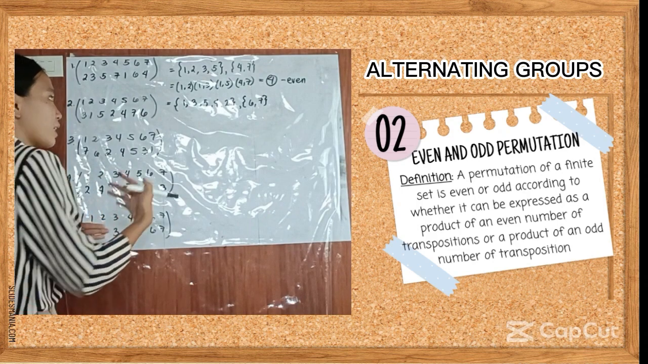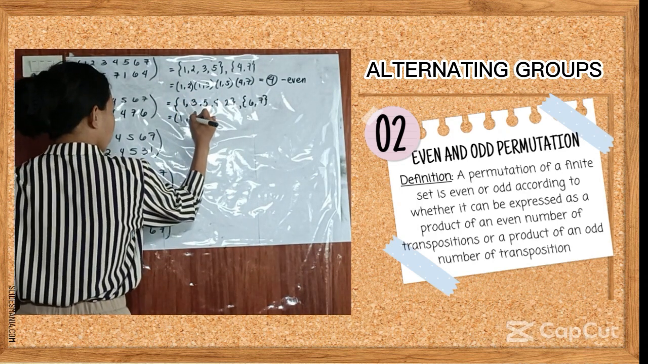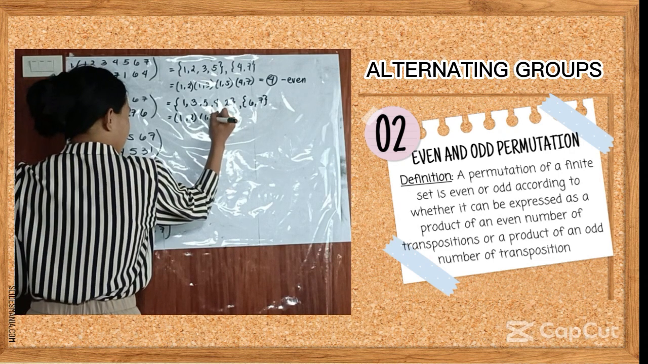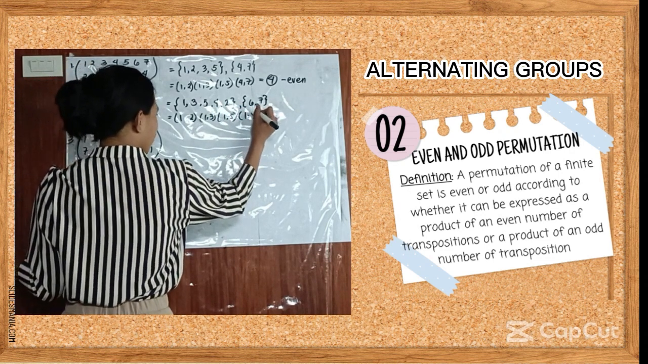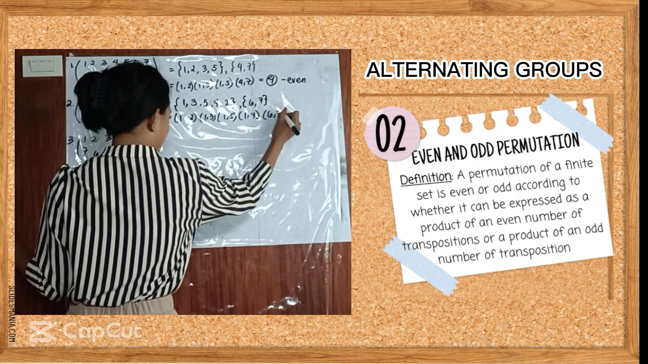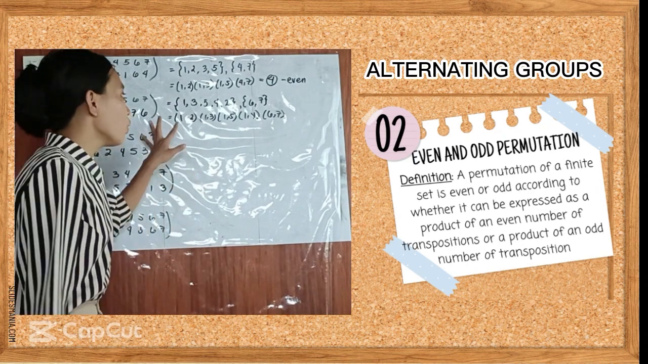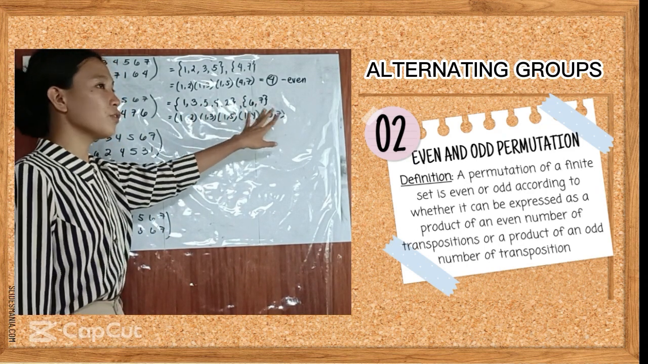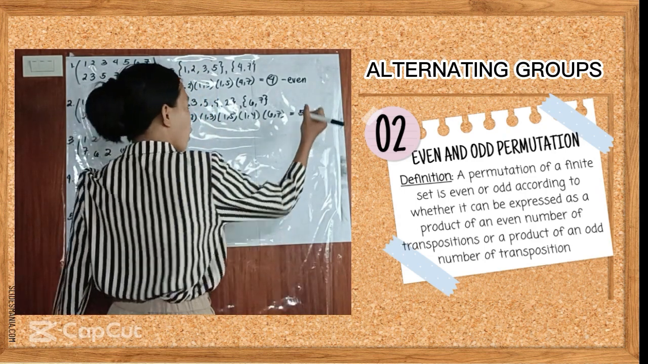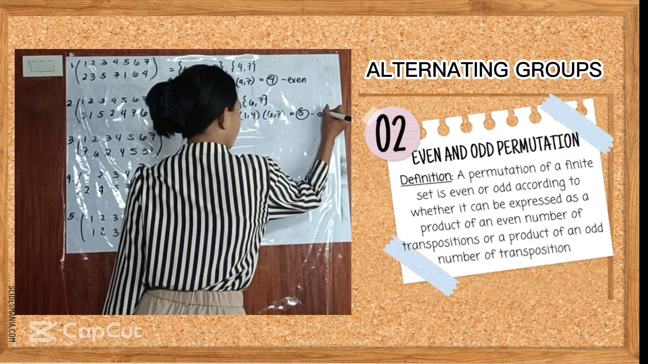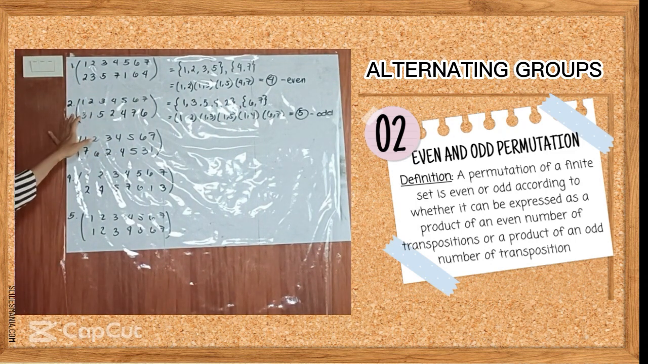So again, let us list the transpositions. We have 1 and 2, 1 and 3, 1 and 5, 1 and 4, 6 and 7. So how many transpositions are there? 1, 2, 3, 4, 5. There are 5. 5 is an odd number. Therefore, this is an odd permutation.